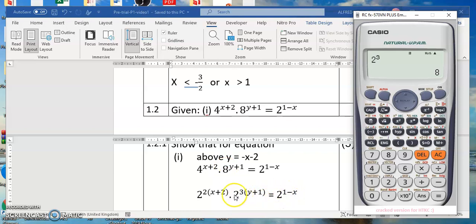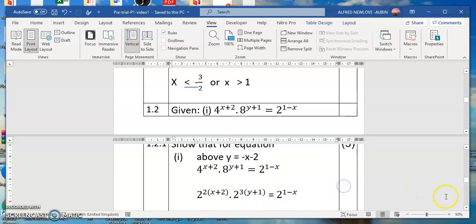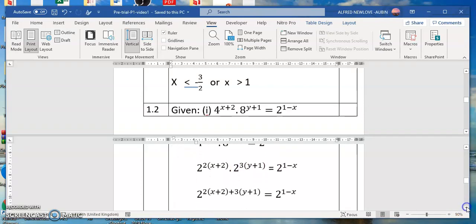If it's in base 3, you try to express everything in base 3. So this exponent y plus 1 is already an exponent, and this 3 is going to multiply it. Then one of the laws of exponents says that if the bases are the same and it's multiplying, you add the exponent. So if you check this, dot means multiplication.